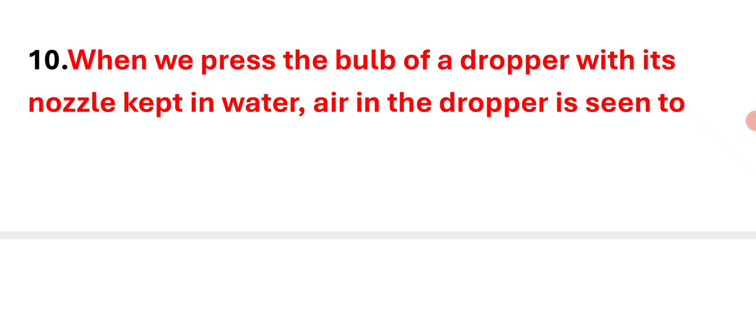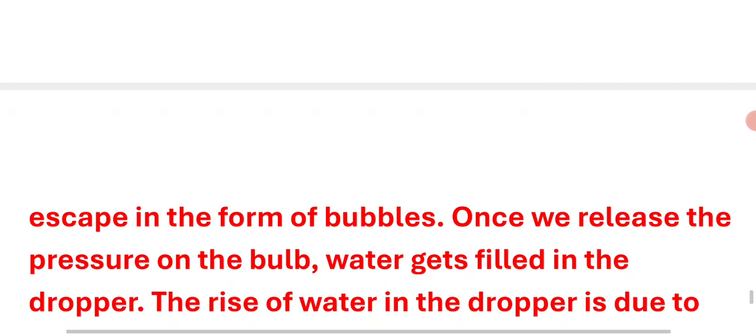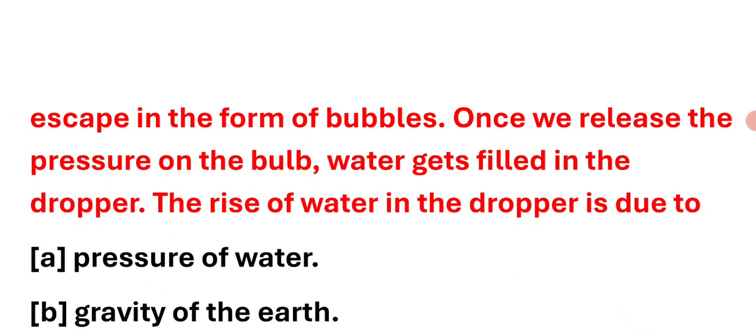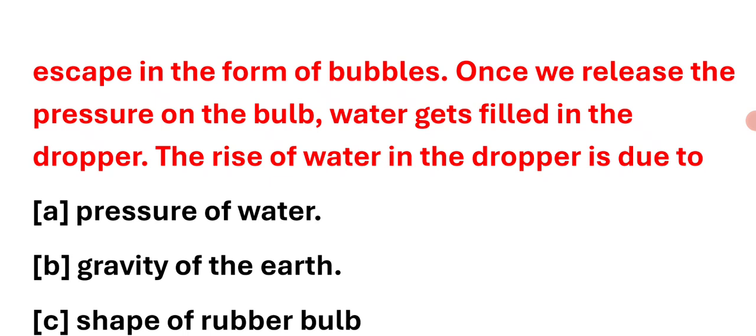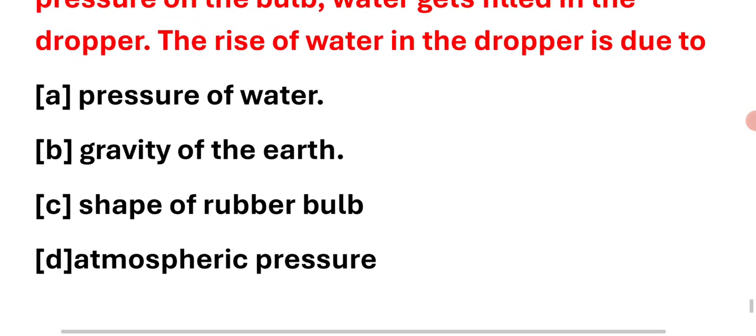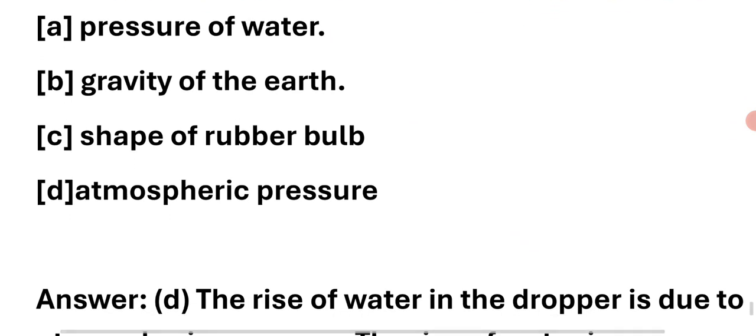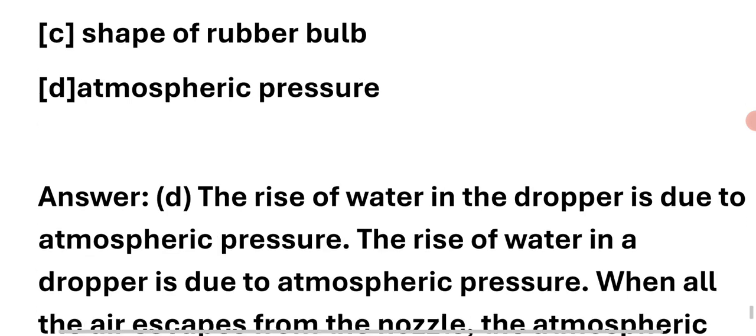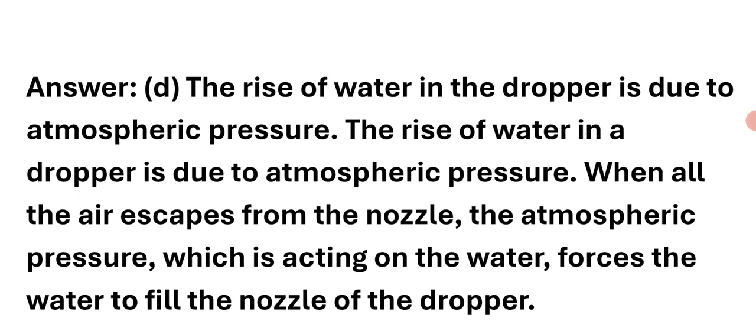Question number 10. When we press the bulb of a dropper with its nozzle kept in water, air in the dropper is seen to escape in the form of bubbles. Once we release the pressure on the bulb, water gets filled in the dropper. The rise of water in the dropper is due to pressure of water, gravity of earth, shape of rubber bulb, or atmospheric pressure. Right answer: D.